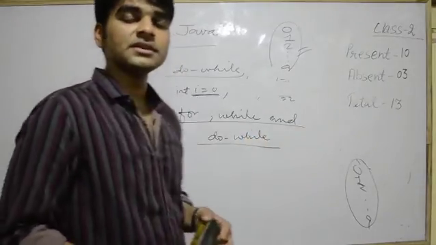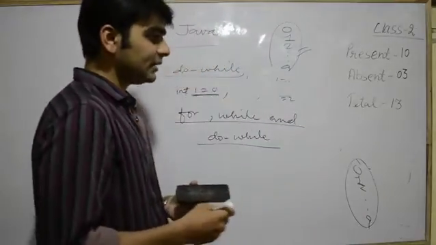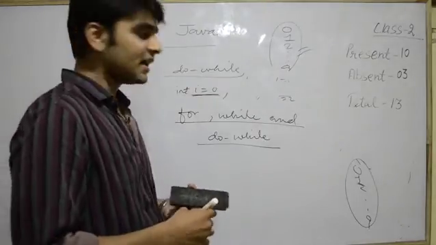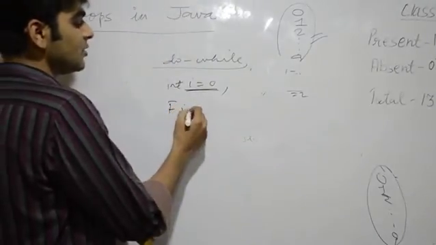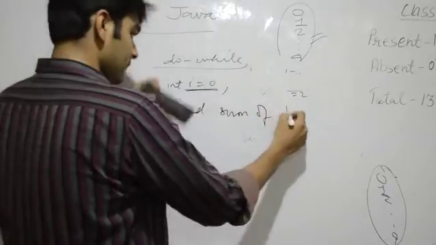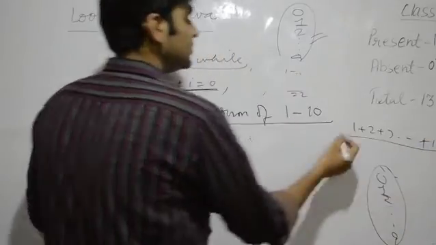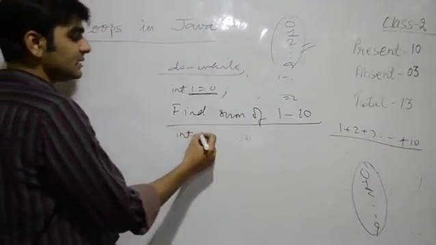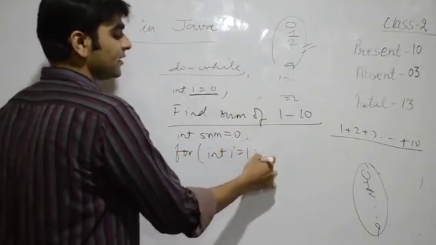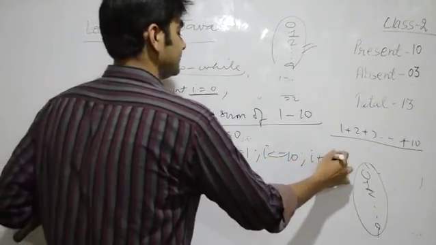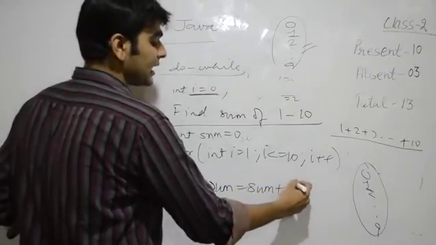These are the three types of loops that we can use in Java to execute a set of statements again and again. Let us have a look at one example where we have to find the sum of the first 10 numbers. If a question comes in front of you, find the sum of 1 to 10, that means 1 plus 2 plus 3 up to 10. So what we can do is write a simple loop like this: int sum equals 0. We can run a loop from 1 to 10 and we can write this inside the for loop, sum plus I.